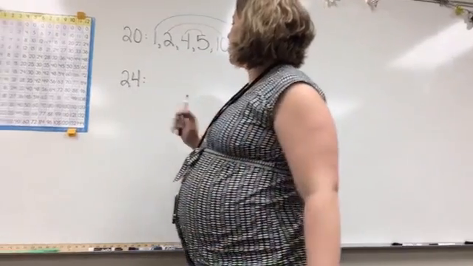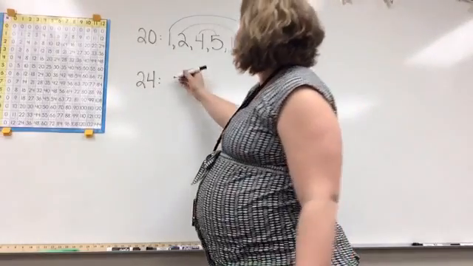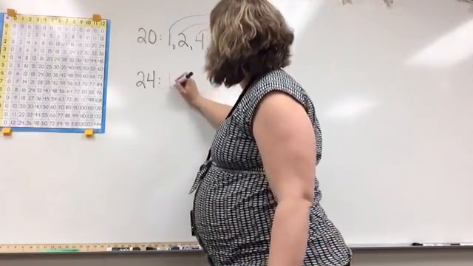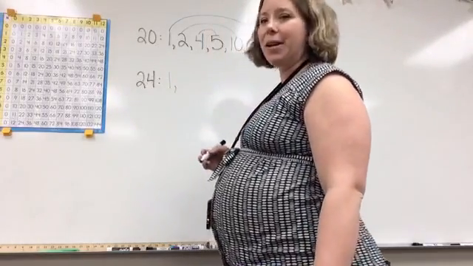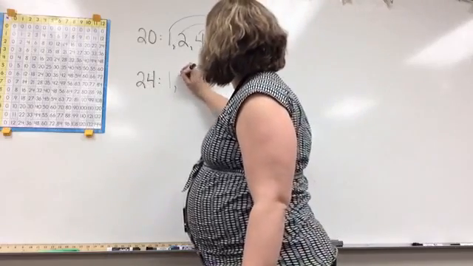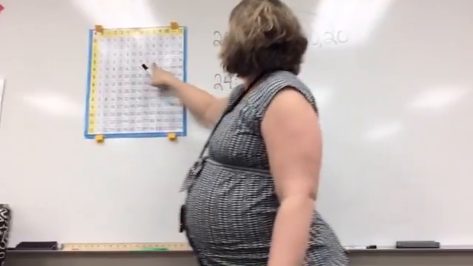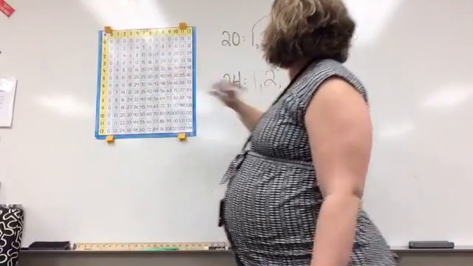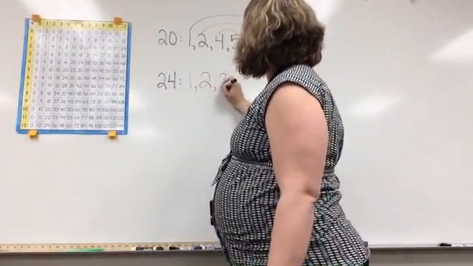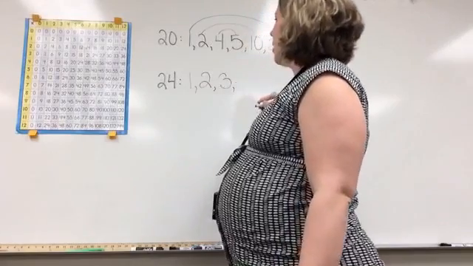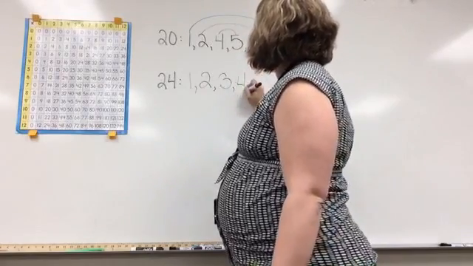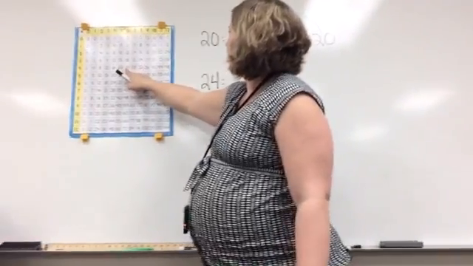Now let's look at the factors of 24. The first factor is always going to be 1. 24 is an even number, so I know the next factor is 2. Now let's see, 3. There's 24. 3 times 8, good. So 3 goes on our list. Now what about 4? 4, we see 4 is right here.